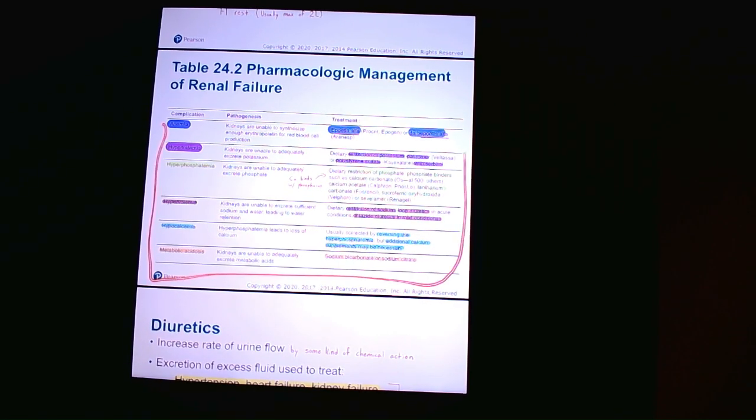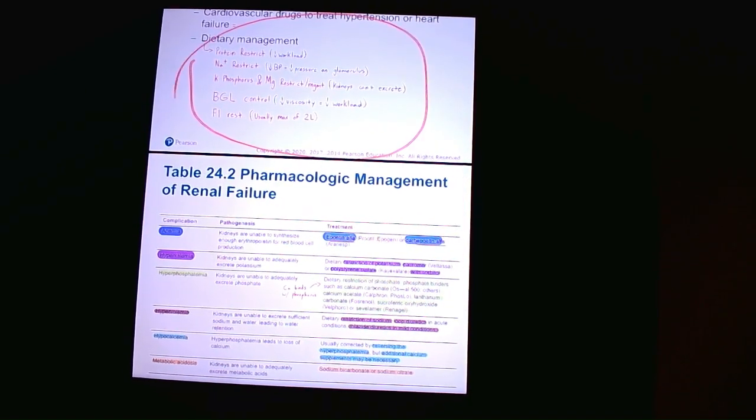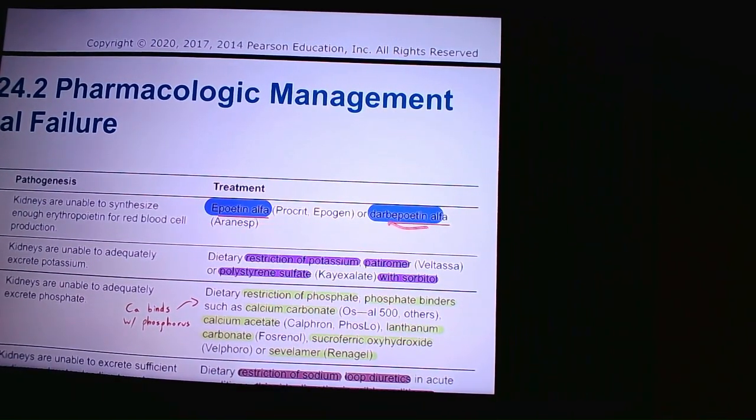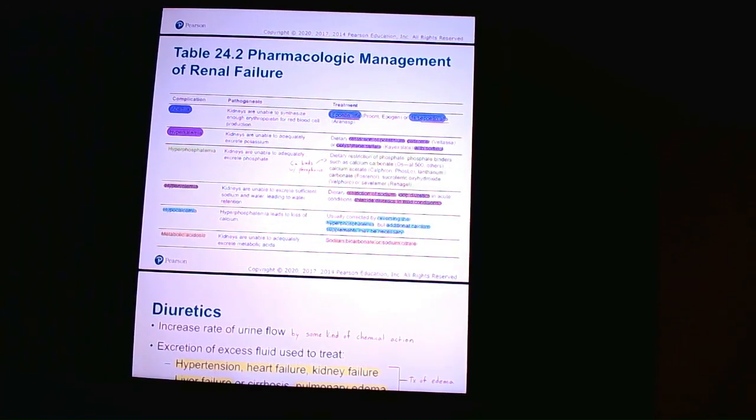So this right here, I mainly just made all the connections to the things that need to be corrected down here, right? We talked about it. Anemia gets fixed by these epoetin. Look, I highlighted this part, right? Epoetin alfa, epoetin alfa. They're just replacements for erythropoietin.